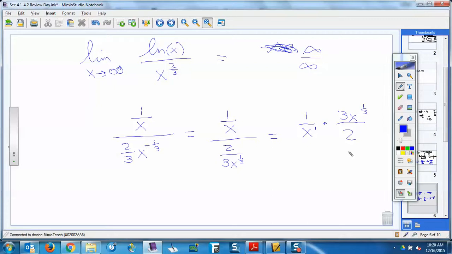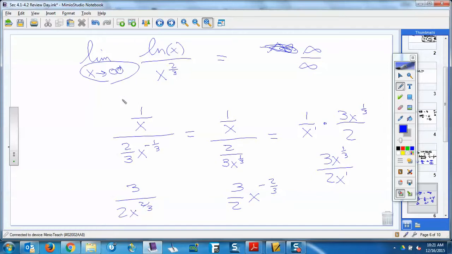Subtract, yeah, it's hard to count, but it's subtract the powers, right? Because what I have is 3x to the 1/3 over 2x, and so what I can do is subtract those powers, which would be what? It'd be 3/2 x to the negative 2/3, 1/3 take away 1, and now I can put that x on the bottom, and so this would be 2x to the 2/3, and now as x gets big, what's the bottom do?